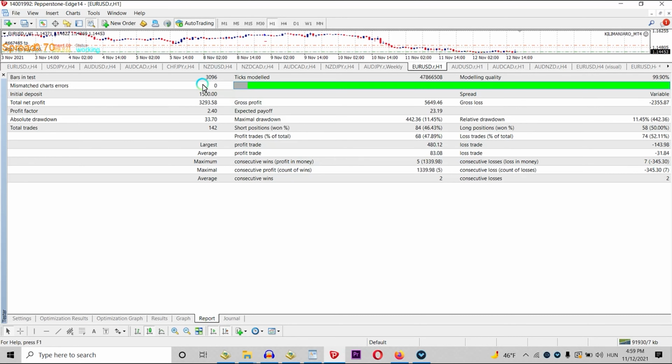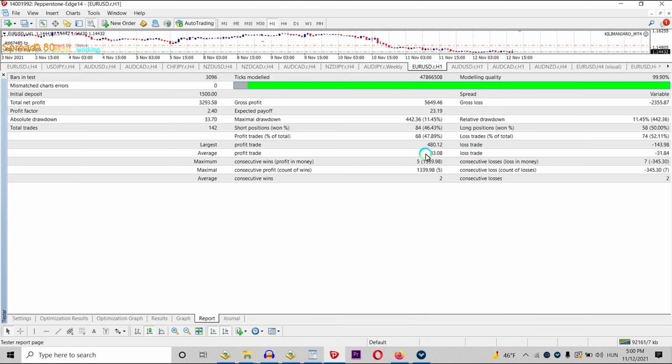The statistics speak for themselves, in my opinion. The mismatched chart errors are 0. I tell you all these things because I see that many traders and YouTubers don't really care about the quality of the backtest. They backtest the strategy, but not in a quality way, and I don't like that. So my biggest thing is the average profit trade and the average loss trade, and in my opinion, that combined with the largest profit and largest loss trade gives a really good understanding about this certain strategy.